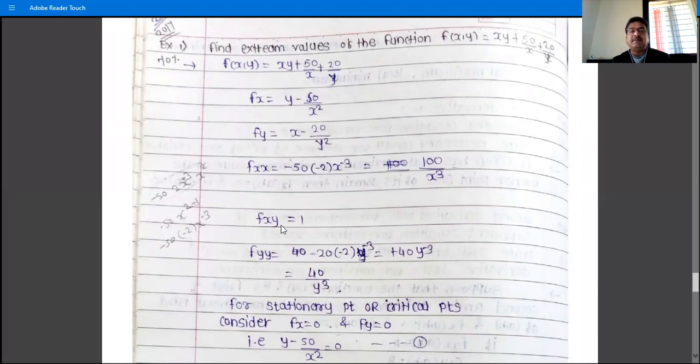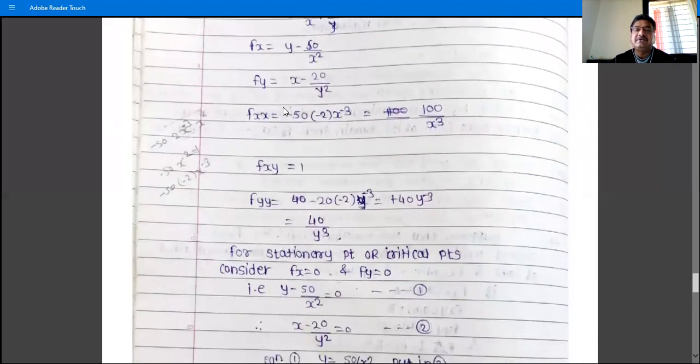Then fxy means what? The derivative of fx with respect to y, or the derivative of fy with respect to x. So the answer is 1. fxy means the derivative of fx with respect to y is 1.